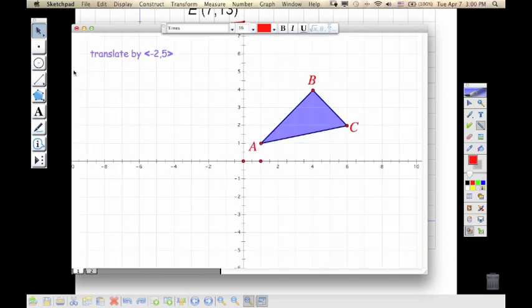Looking at how to do that in Sketchpad. This will also allow us to do translation. This one says I want to translate by -2, 5. These little chevrons are showing it's a vector and not a point.